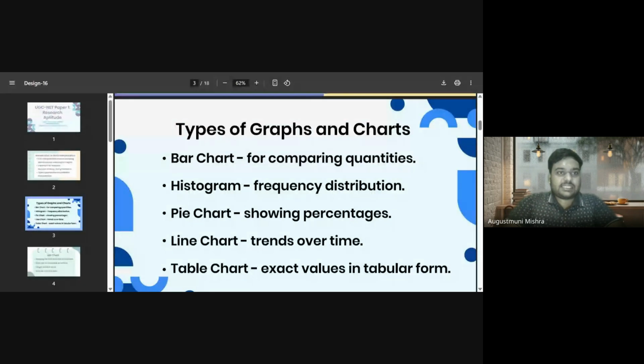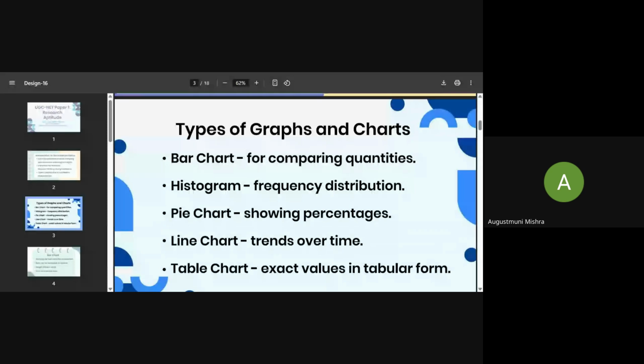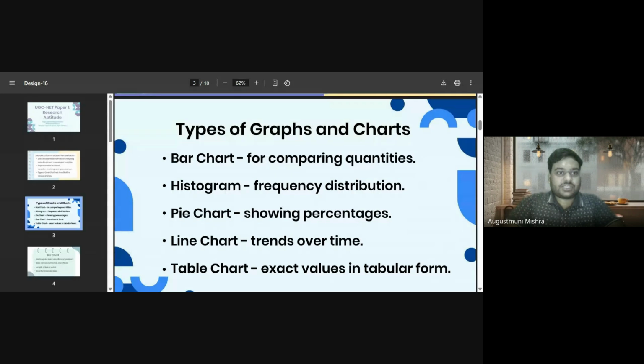Wait for a second. I think there is a network issue. Okay, I hope that my voice is audible, because again it was showing me the network issue. Sorry for the inconvenience, because right now there is a situation like rain and all in my area.